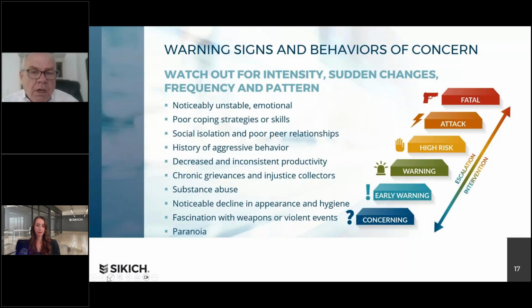Every job site will have concerning behaviors, but if they aren't recognized, they potentially could escalate. And we need that early intervention so that it doesn't go into early warning signs or warning signs. Again, how many times have you seen in the media, I knew it was that employee all along, but nobody did anything about it? These are managerial best practices anyway.